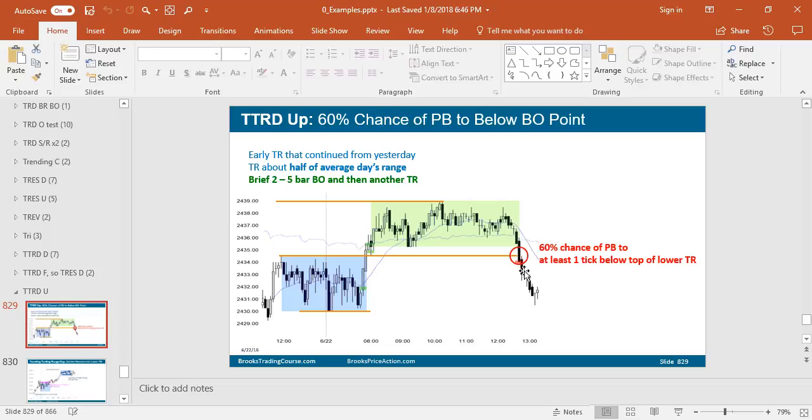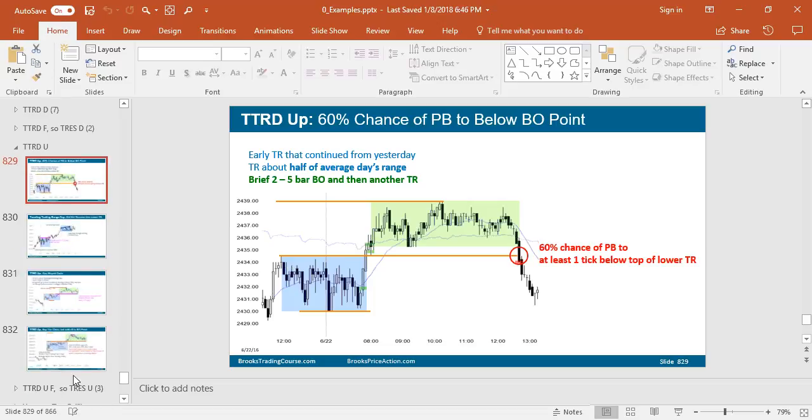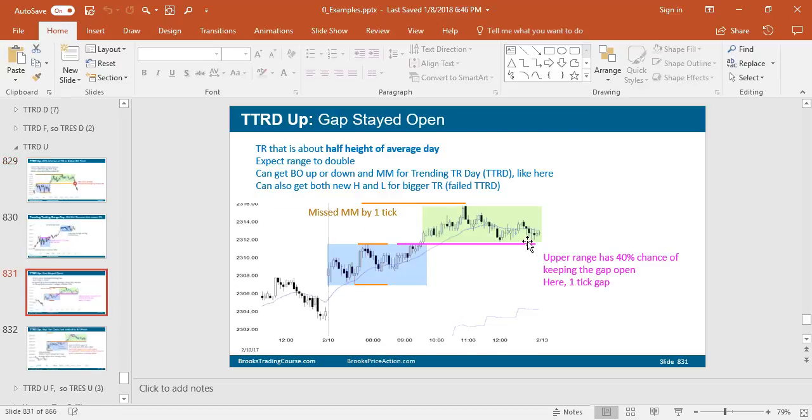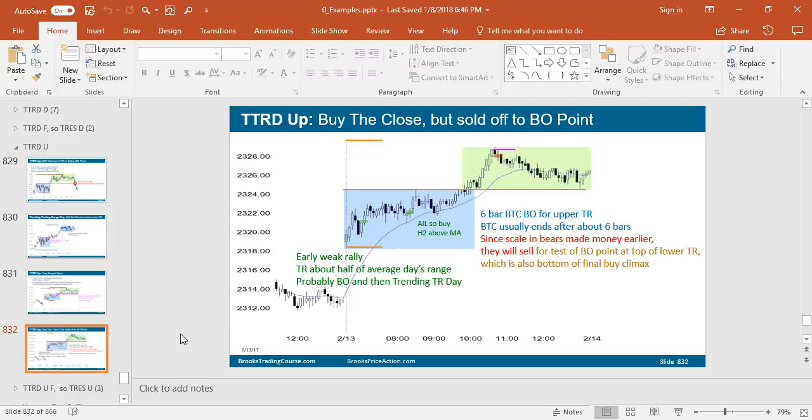Trading ranges dipped below the top of the lower range. The lower range began the prior day. It could not dip back below the lower range. Same with here.